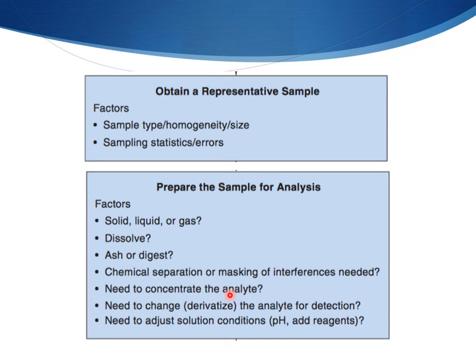Need to concentrate the analytes. In the previous discussion, I mentioned that we have to dilute the sample. So sometimes we also have to concentrate the sample. In order to make a concentration, for example, we can use the process of evaporation, and in this way we can get the sample in concentrated form. Need to change the analyte for detection, we have already discussed, and sometimes we also have to adjust solution conditions, for example pH, by adding some kind of reagents.